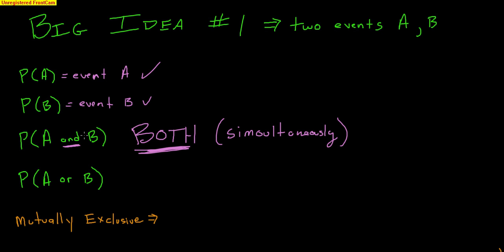Now, in statistics, we have a symbol for "and," and that is an upside down U. That is the symbol for "and." So you may see that symbol. That means "and." But keep in mind both A and B must both occur.